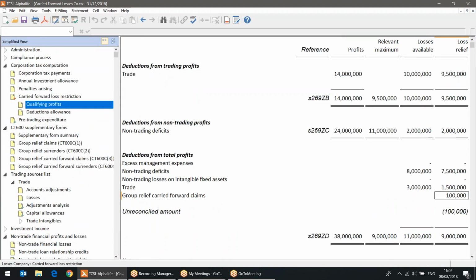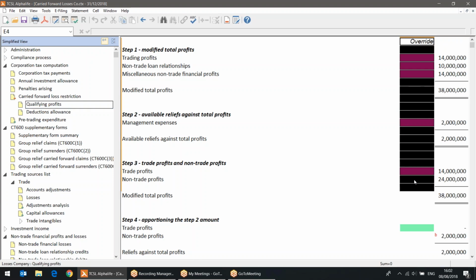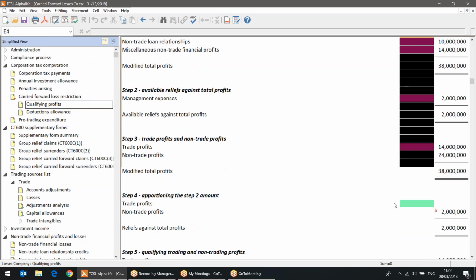Now, the qualifying profits input statement in Alphatax will present details of the amounts feeding into this calculation. An override column is provided to amend any of the income or deduction amounts if required, and the allocation between trading and non-trading streams at steps 3 and 4 may also be controlled if needed.